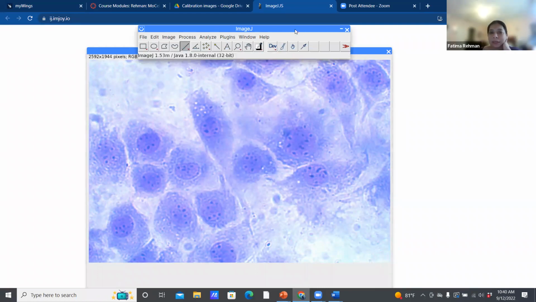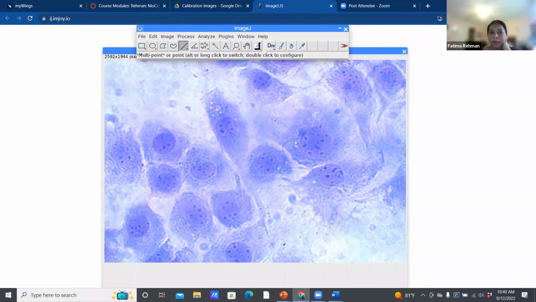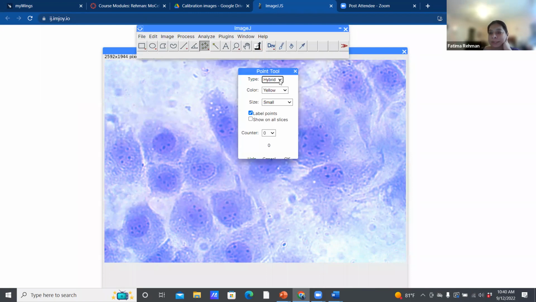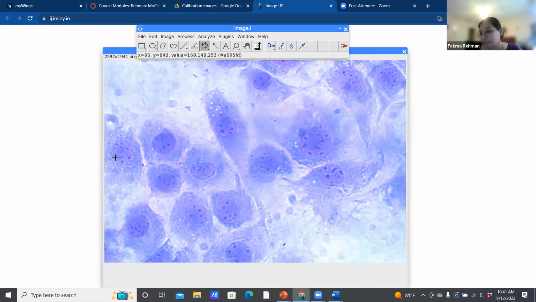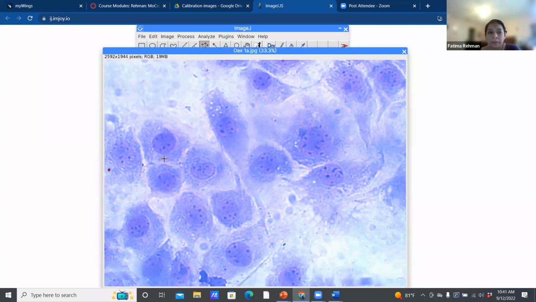Now, how do I count cells? To count cells, I am going to go to the multi-point tool. If you right click or double click on the multi-point tool, you can see that you can make it look different ways. I can have a cross, a dot, or a circle. I can make the color different, I can make the size different, whatever I want. And I want to label the points. Okay, this is kind of like a cell counter. I'm going to count the cells first. I'm just going to click on each cell, and it's going to count that as a cell and put a number on it, which is great. So I'm going to go ahead and count all the cells within this image.